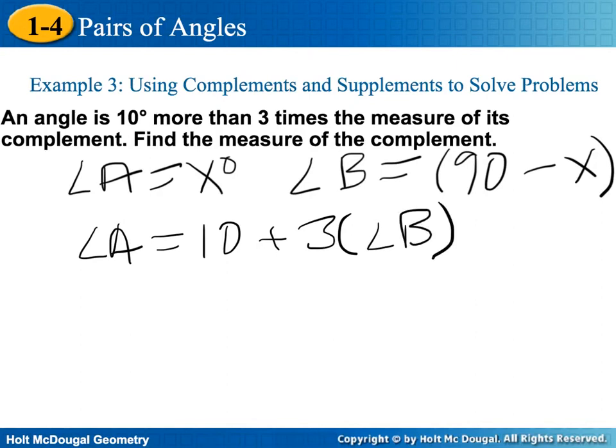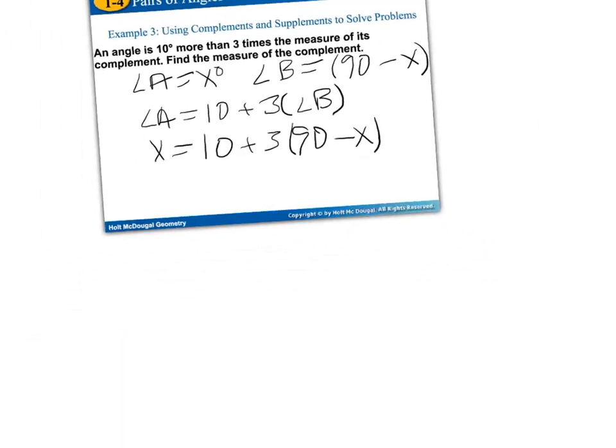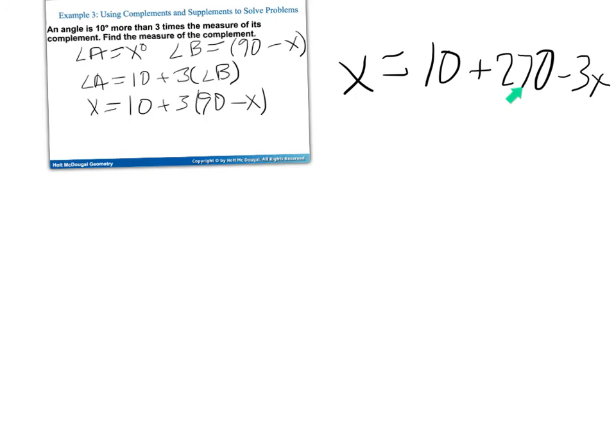Now I'm just going to put in everything that A and B stand for. So x equals 10 more than 3 times the complement. And now I'm just going to distribute and solve for x. So solving for x, I get x equals 10 plus 270 minus 3x. This 270 came from the 3 times 90. This came from the 3 times negative x.